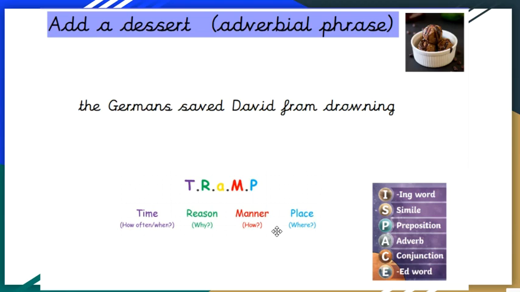And then a place as well. Early in the morning, down by the river, the Germans saved David from drowning. Oh, I don't really like that. Early in the morning, the Germans saved David from drowning in the lake. Okay, so pause the video here and I want you to have a go at all of those.